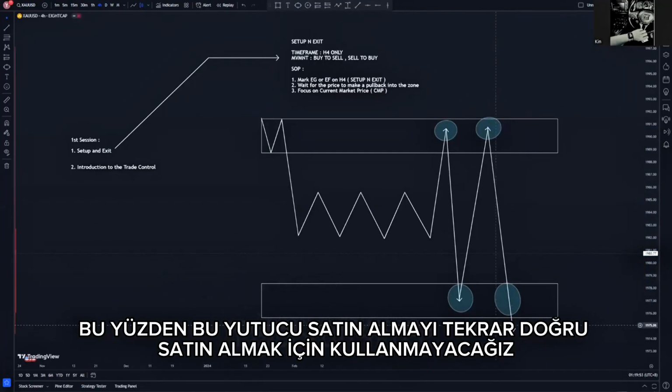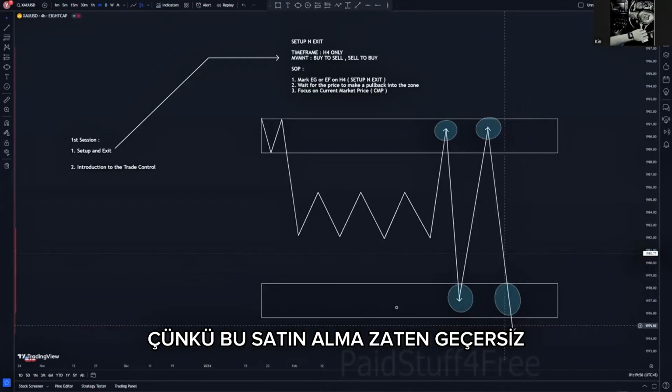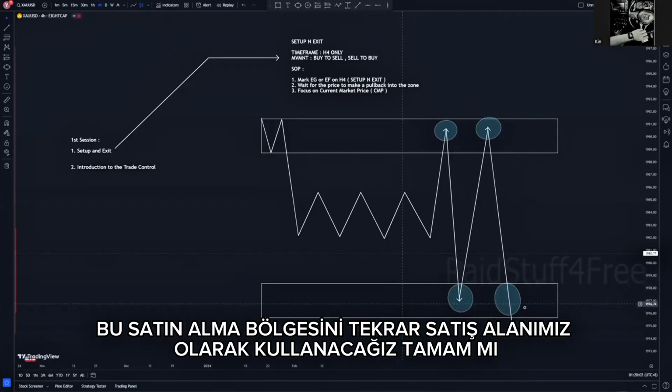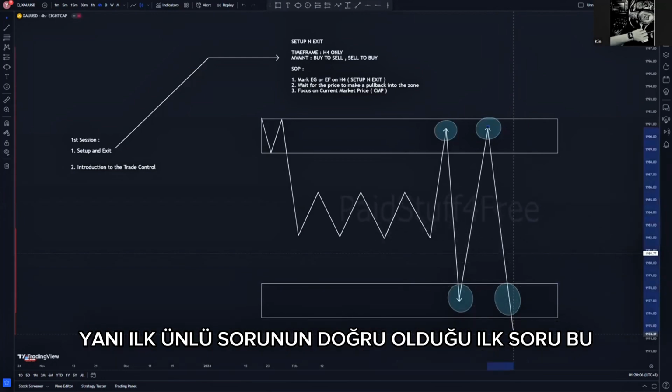So we are not going to use this engulfing buy to buy again, right? Because this buy is already invalid, it has already become an engulfing fail. We're going to use this buy zone as our sell zone again. All right. So that is the first famous question.